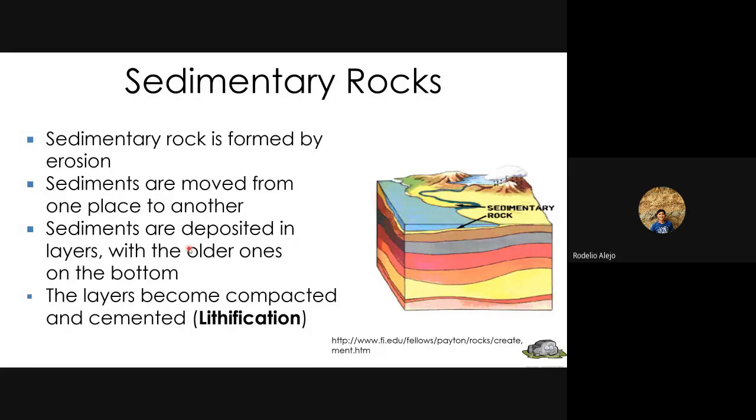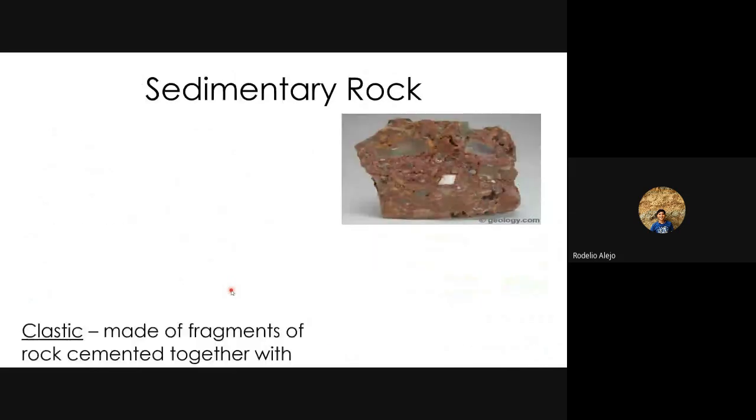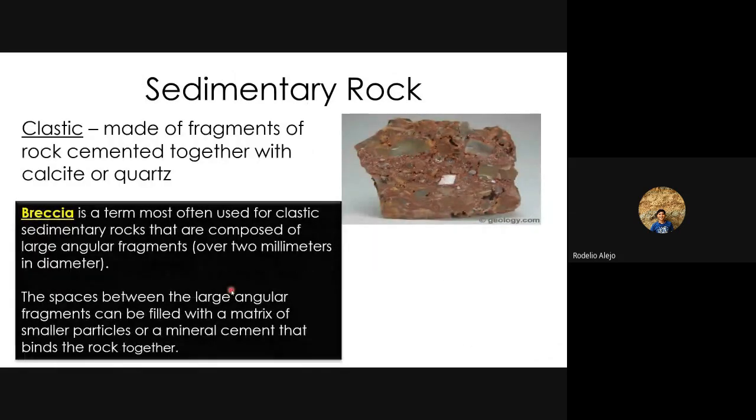Then those eroded sediments will undergo cementation and compaction. So the process of compaction and cementation is what we call the lithification process. So once the sediments undergo the lithification process, that will yield sedimentary rocks. So we have what we call the clastic sedimentary rocks.